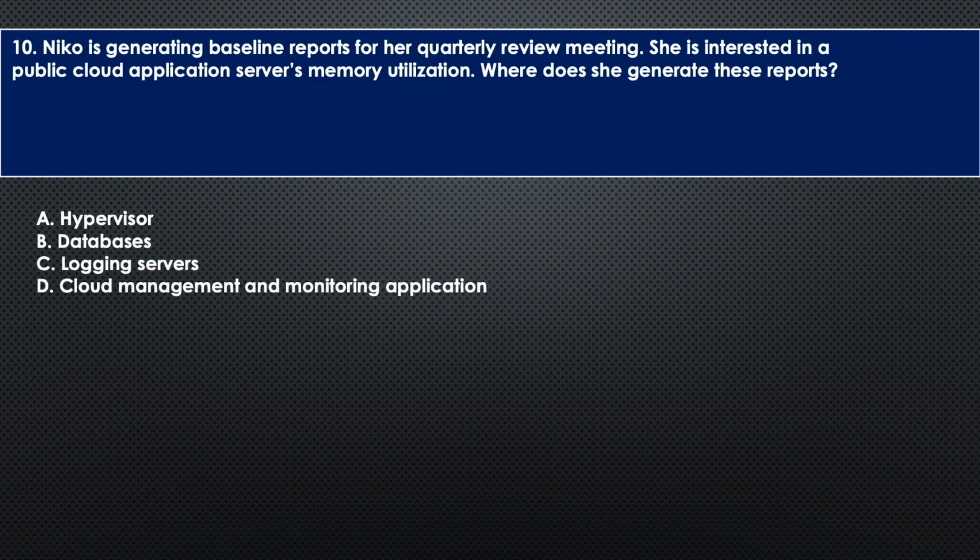10. Nico is generating baseline reports for her quarterly review meeting. She is interested in a public cloud application server's memory utilization. Where does she generate these reports? A. Hypervisor. B. Databases. C. Logging servers. D. Cloud management and monitoring application. Answers: D. Cloud reports are formatted collections of data contained in the management or monitoring applications.